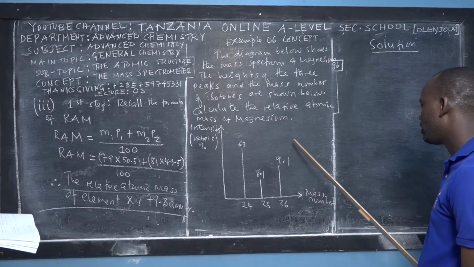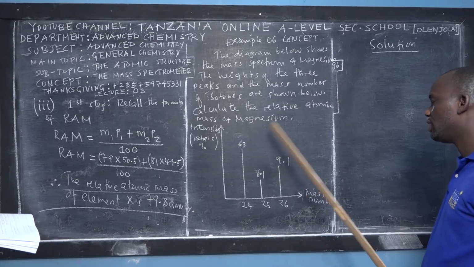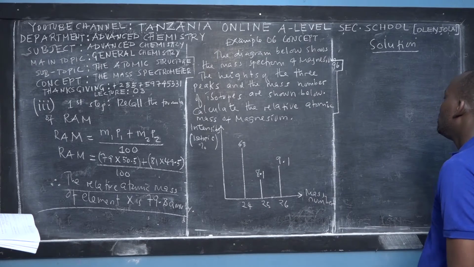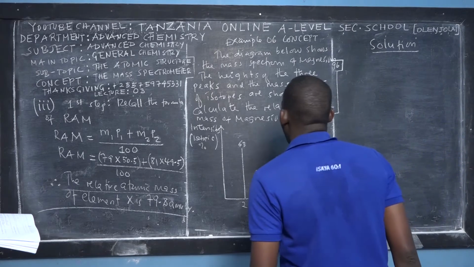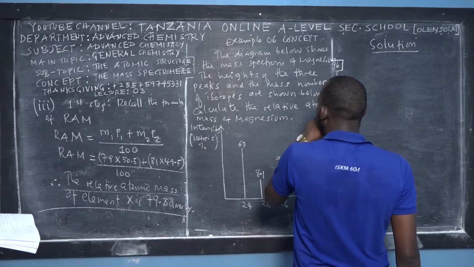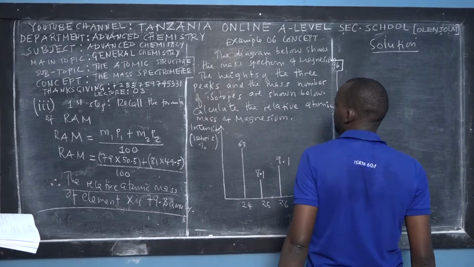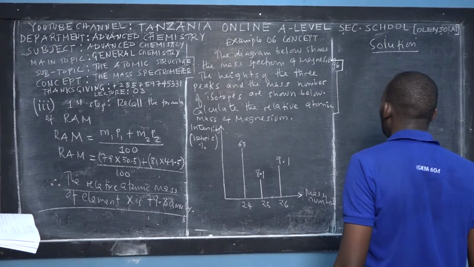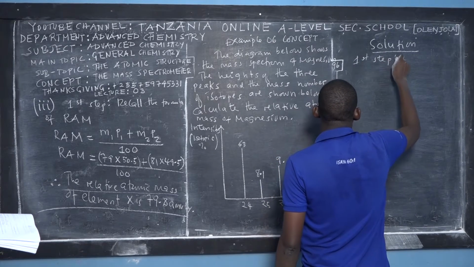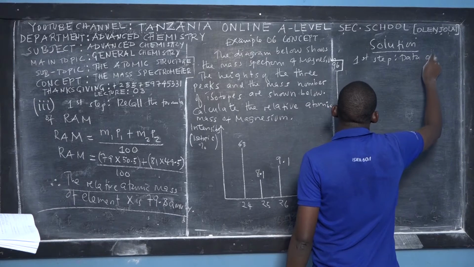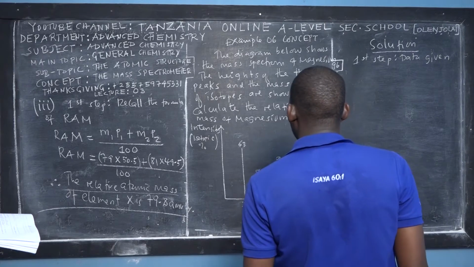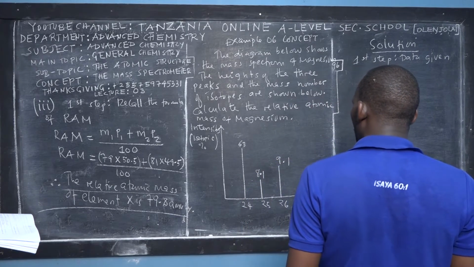And if you add these abundances, the sum is not 100. So these are the intensities, and this is the isotopic mass. So you have to get prepared. Solution. First step, let us observe what data is given in this question. We have been given a lot of information, but it is in graphic form.